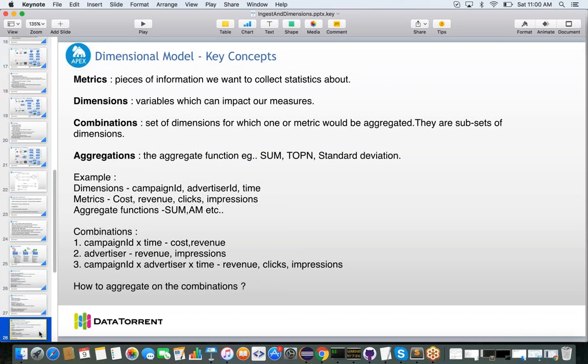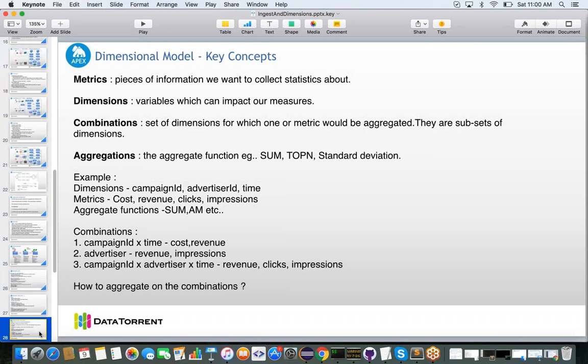Here are a few concepts around the dimensional model. Metrics are basically pieces of information around which you want to collect statistics, basically measures of entities. Dimensions are those entities which you are measuring, basically variables which can impact your measures. Combination is a subset of a dimension. They are basically sets of dimensions for which one or more metrics would be aggregated. And aggregations are the functions that you want to apply to capture that information or that statistic.